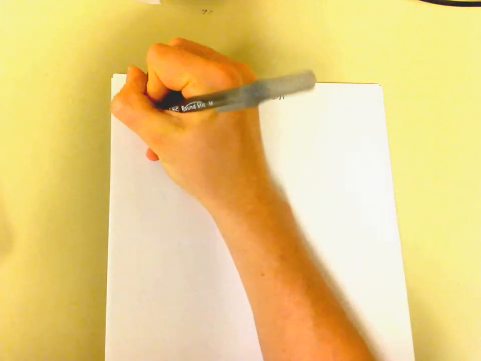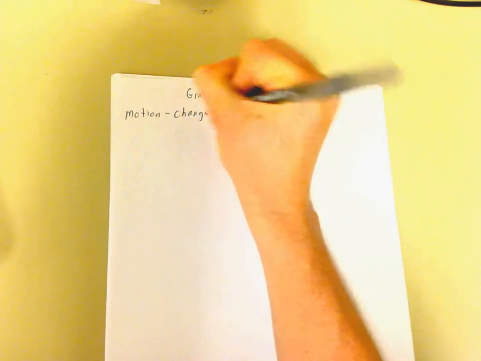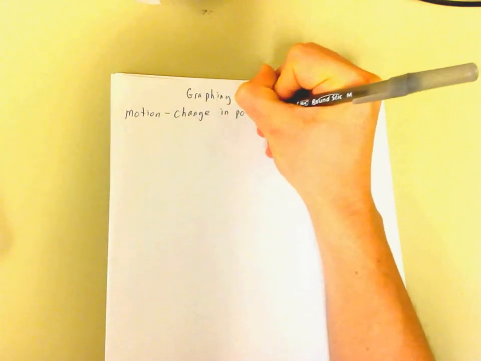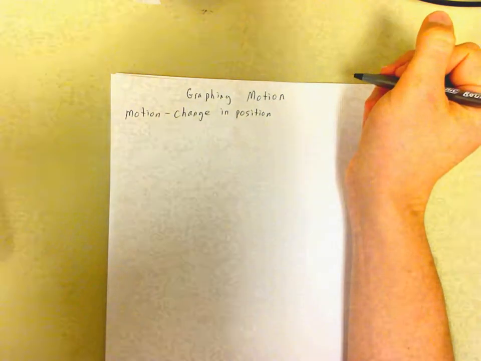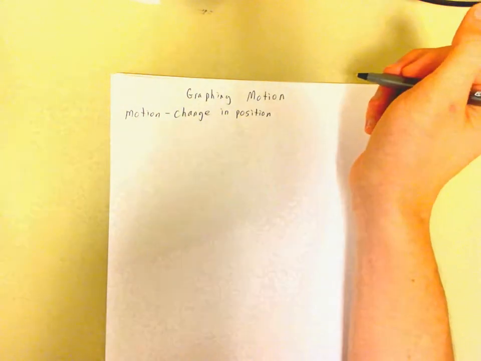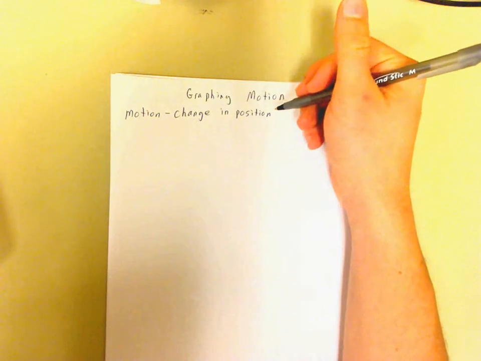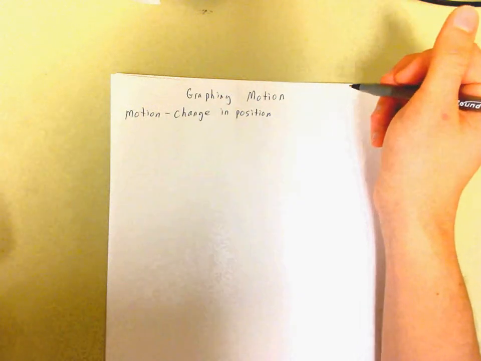So here we are with graphing motion. And before we start, I want to start by talking about what motion actually is. Motion is a change in position. So you're thinking about a distance, you have a starting point, you have an ending point, you have movement in general. You're changing from your original position or your starting position. Okay, so that is what motion is.